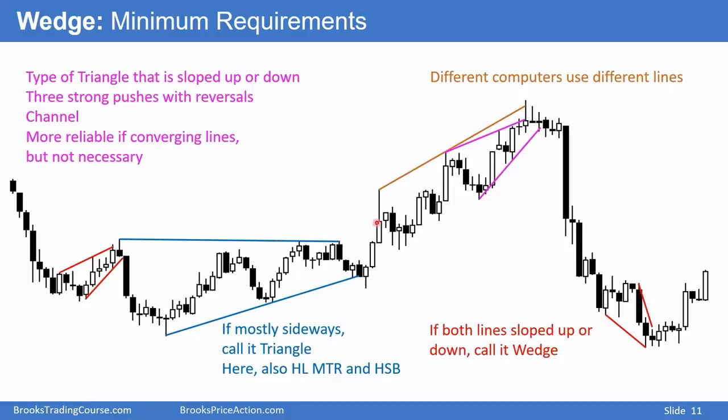Again, different computers use different reversals to create the lines. Some computers will say the wedge began here. Others will use the pink lines and say the wedge began here. Some will say we had a wedge top here, one, two, three. It tried to reverse down and failed. And then we broke to the upside, and the breakout above the wedge is failing. Another way to draw this wedge bottom: one, two, three.